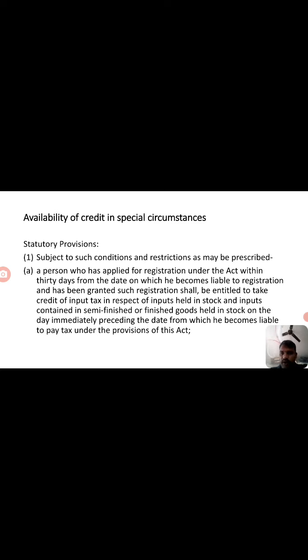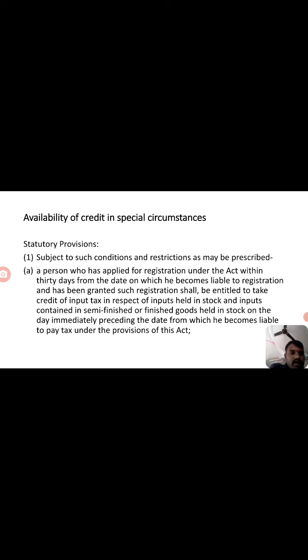Next, let us look at the availability of credit in special circumstances. Subject to such conditions and restrictions as may be prescribed, a person who has applied for registration under the Act within 30 days from the date on which he becomes liable to registration, and has been granted such registration, shall be entitled to take credit of input tax. After 30 days, what can he do? He can start business after registration.